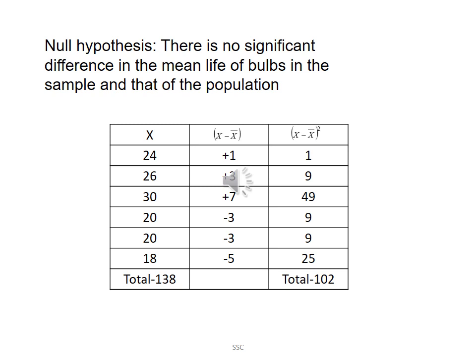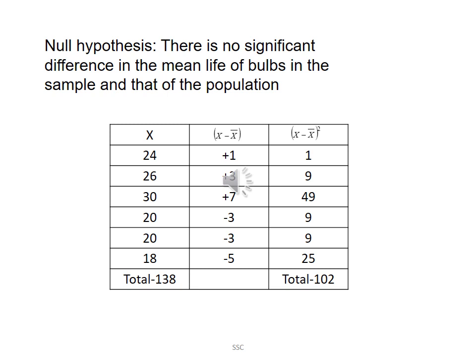The first column of the table has the given values 24, 26, 30, 20, 20 and 18. The total of the samples is 138. The second column is x minus x bar. We should calculate the x bar value for the given values. The x bar formula is summation x by n. Summation x is 138 divided by 6, where 6 is the number of items. So we should calculate the average value.